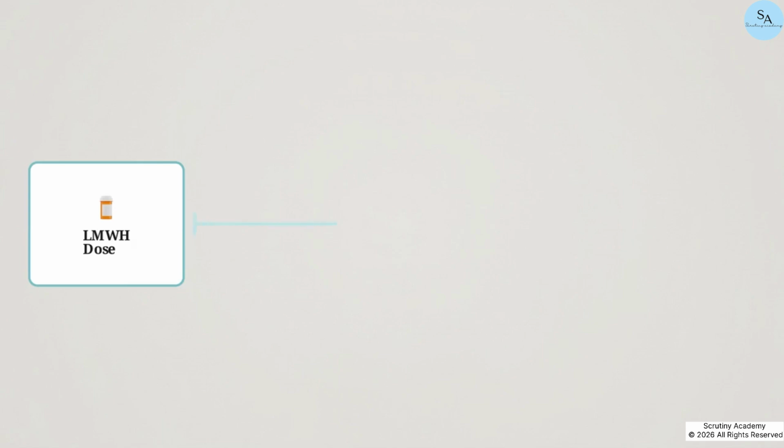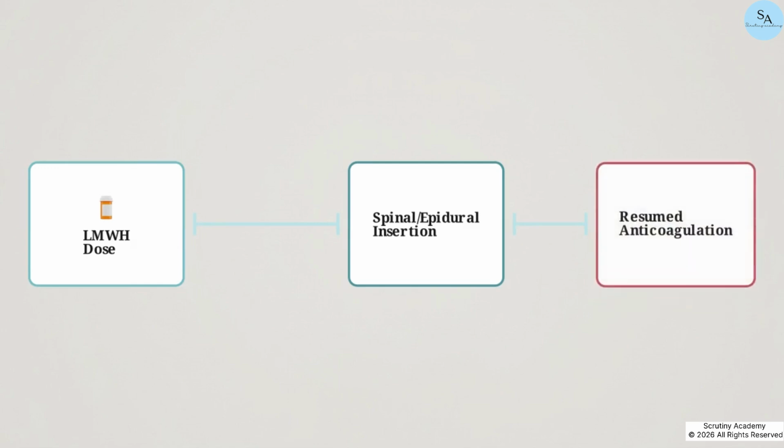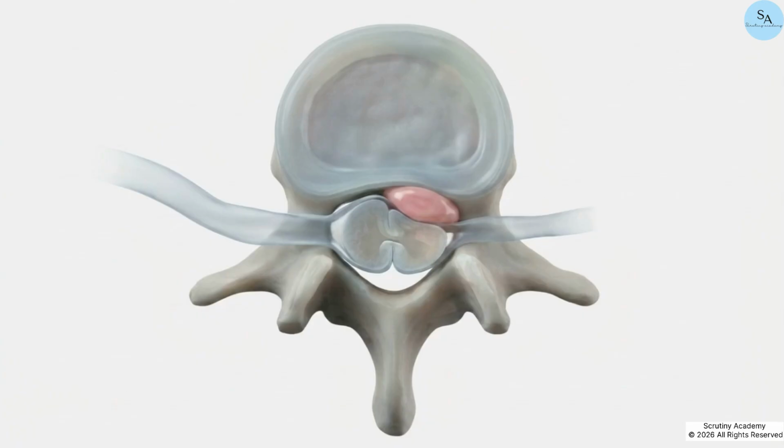At least 6 hours must pass before postoperative anticoagulation can be safely resumed. If these precise pharmacological windows are violated, the patient risks a vertebral canal hematoma, leading to spinal cord compression and potential paralysis. The final, often overlooked systemic blind spot lies in undeclared herbal supplements.